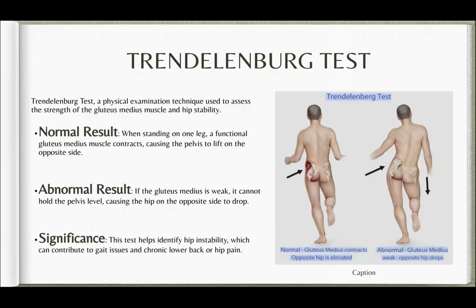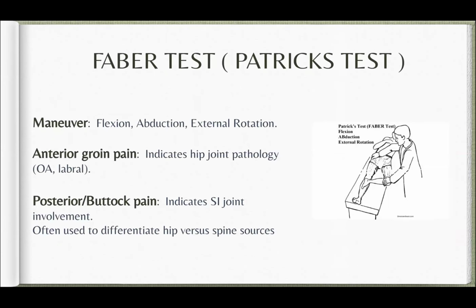First test is the Trendelenburg test. Trendelenburg test is a physical examination technique used to assess the strength of the gluteus medius muscle and hip stability. Normal result is when, standing on one leg, a functional gluteus medius muscle contracts, causing the pelvis to lift on the opposite side. It is called abnormal if the gluteus medius is weak, it cannot hold the pelvis level, causing the hip on the opposite side to drop. So the significance of this test is it identifies hip instability, which can contribute to gait issues and chronic lower back pain or hip pain.